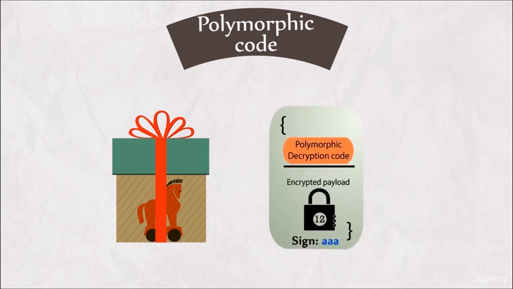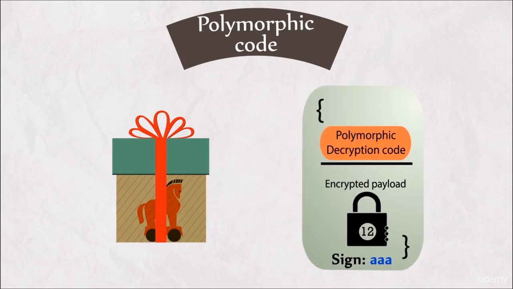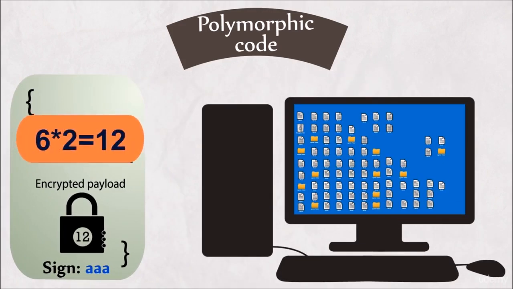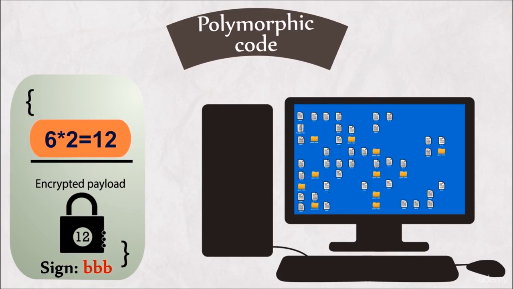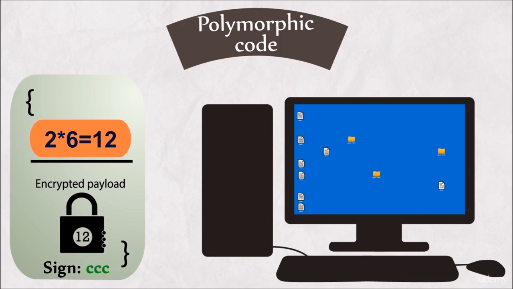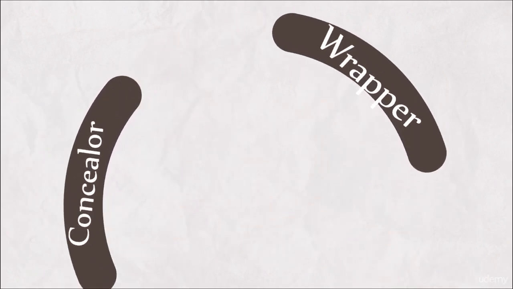Polymorphic code. As the name says, polymorphic code is the code that changes itself each time it runs, but the function of the code or its semantics will not change at all. For example, if the key to deliver the payload is 12, the code used to achieve this result varies, such as 6x2 or 2x6. Having seen this, let's move on to the final component, wrapper.